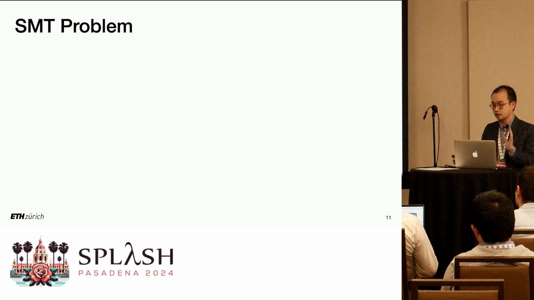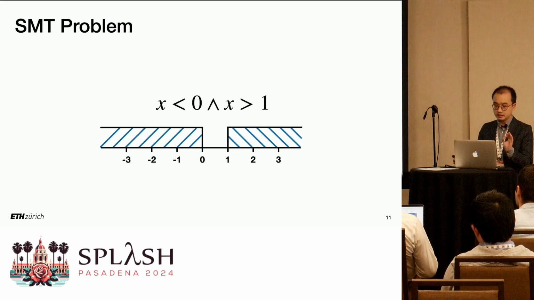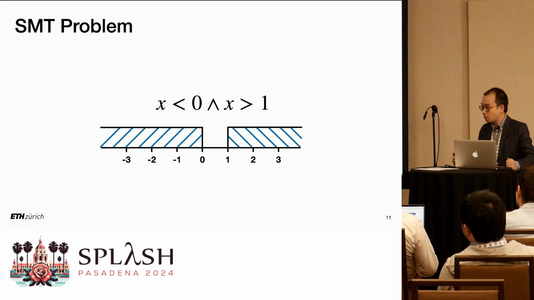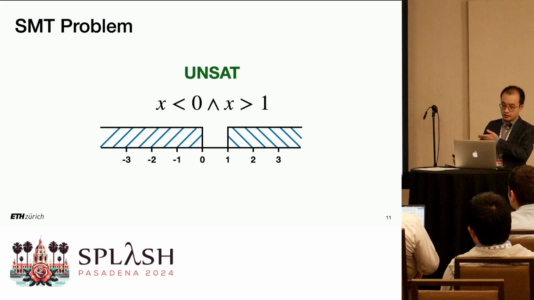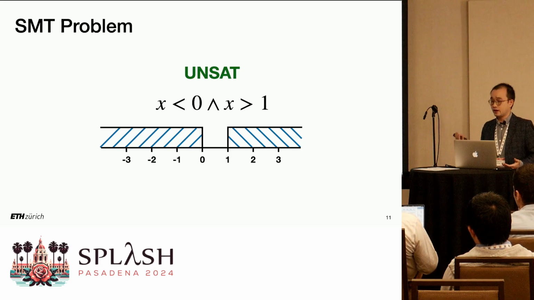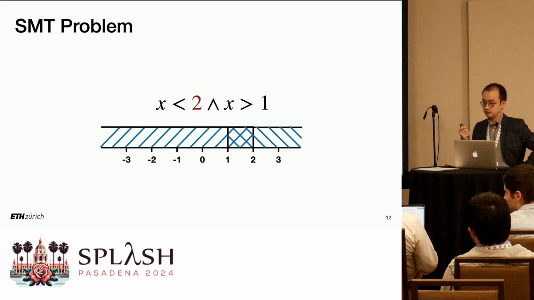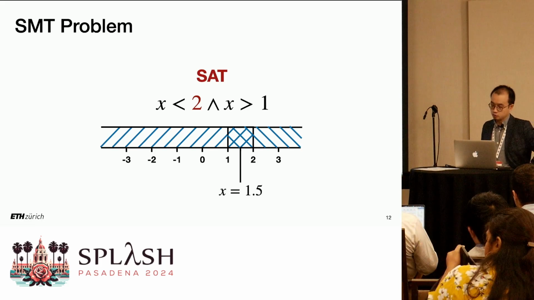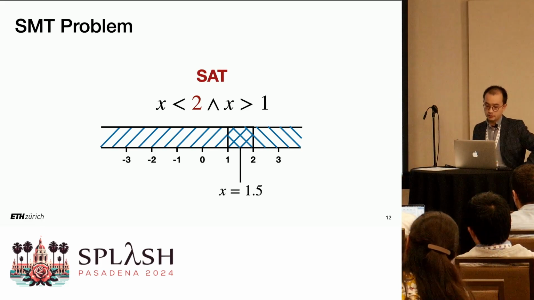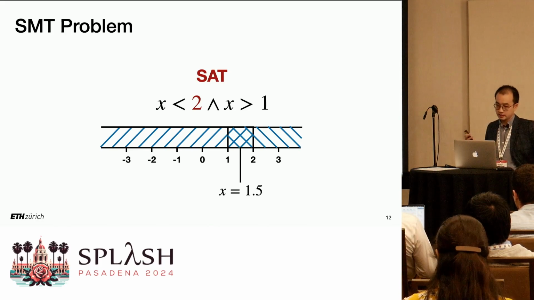The SMT problem asks whether, given a first order formula, for example this one, x less than 0 and x greater than 1, we can find an assignment for x that makes this formula true. This formula is unsat because we cannot find an assignment for x that makes it true. But if we change the 0 to 2, then this formula becomes sat because we can find an assignment like x equal to 1.5 to make this formula true. Okay, so that is the SMT problem.